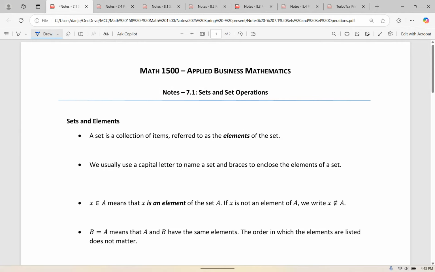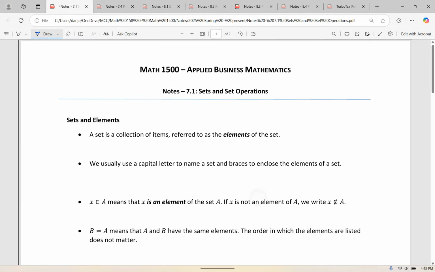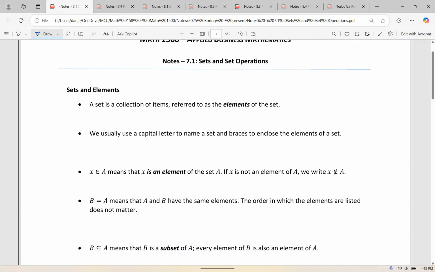This is section 7.1. We're going to talk about sets and set operations. And actually there's not going to be a lot of heavy math in this section. It's a lot more definitions. Okay, when we look at a set, what we mean by a set is simply a collection of items. And they're referred to as the elements of a set.